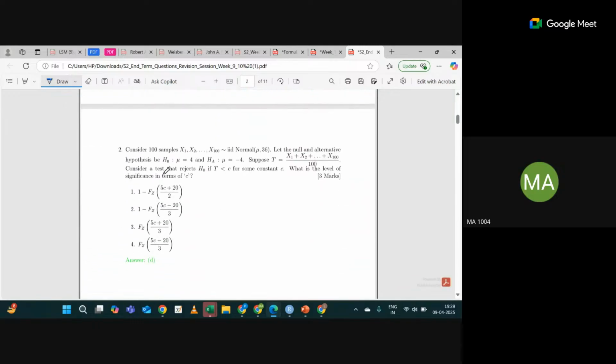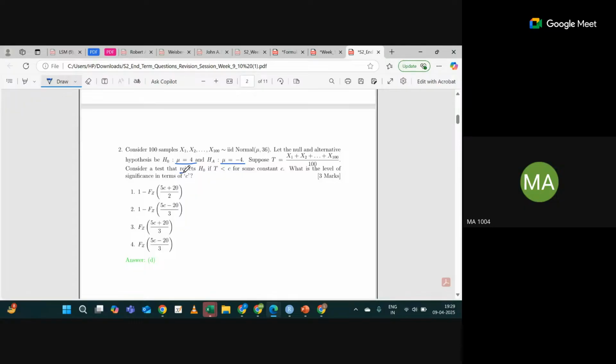Okay, so the next question is, consider 100 samples x1, x2, ..., x100 IID Normal(mu, 36). Let the null hypothesis be mu equal to 4, and you can see the alternative is a specific value, mu equal to minus 4. There is a test statistic, the sample mean, (x1 plus x2 plus so on up to x100) divided by 100. You can say this is a function of the samples.